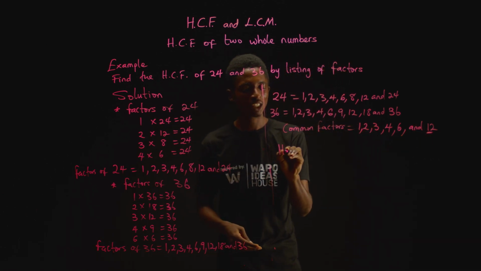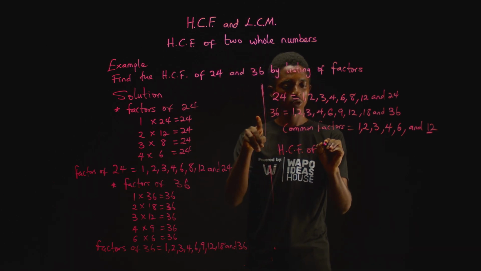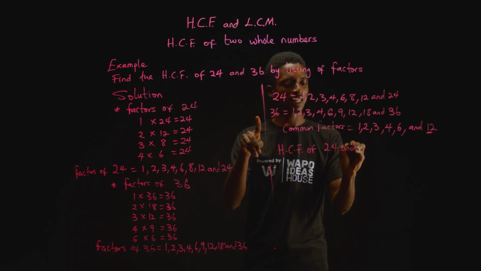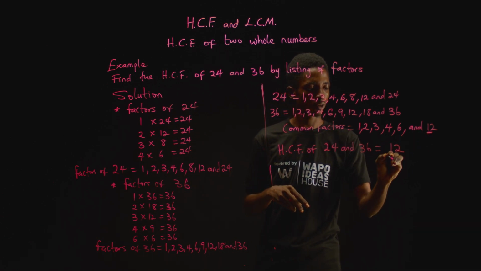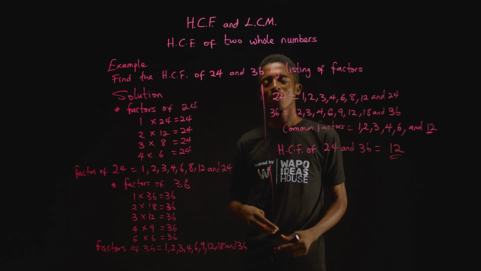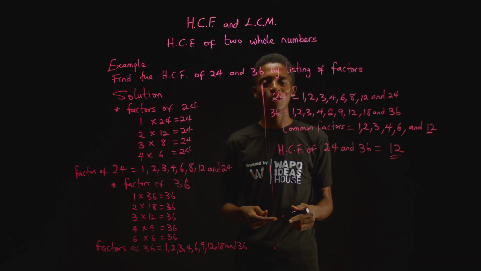That is HCF of 24 and 36 equals 12. Now, that is how to find the highest common factor of two numbers by listing of factors.